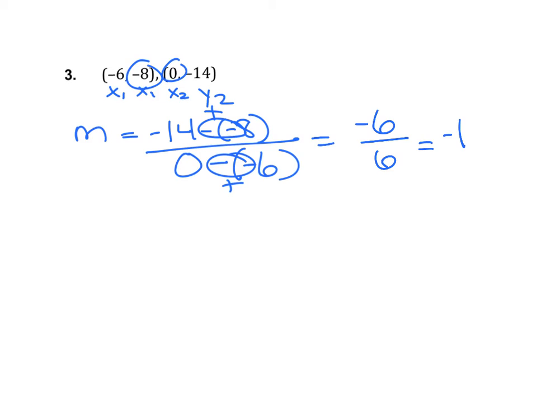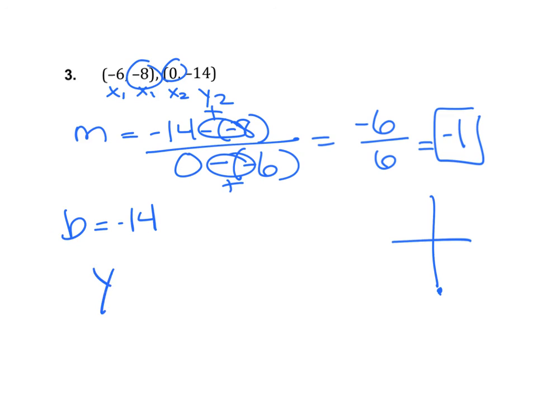And then we need to find the y-intercept. Again, we have this (0, -14) here. So our y-intercept is negative 14, so we have b equals negative 14. So let's plug it in. y equals negative 1x, or you could just have negative x too, that would work, minus 14.